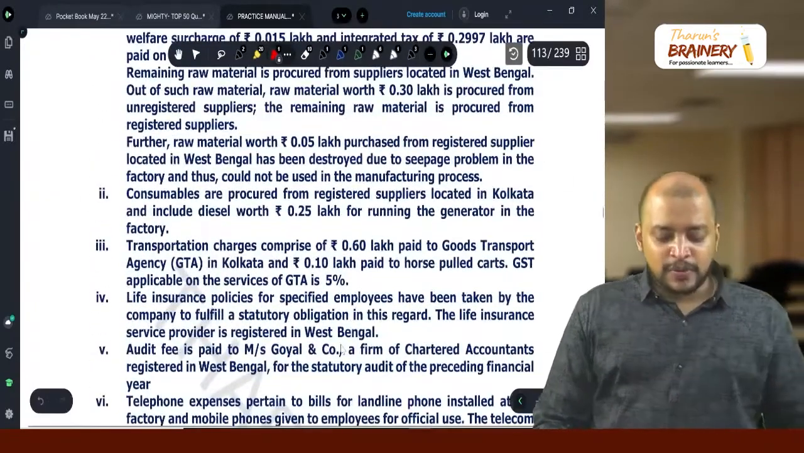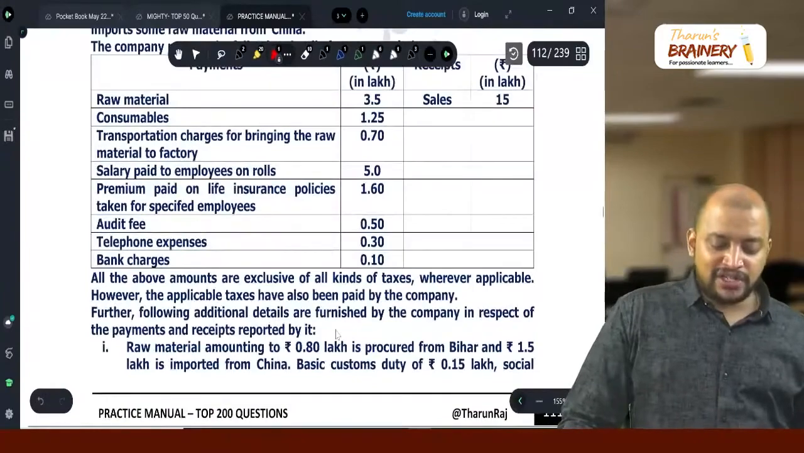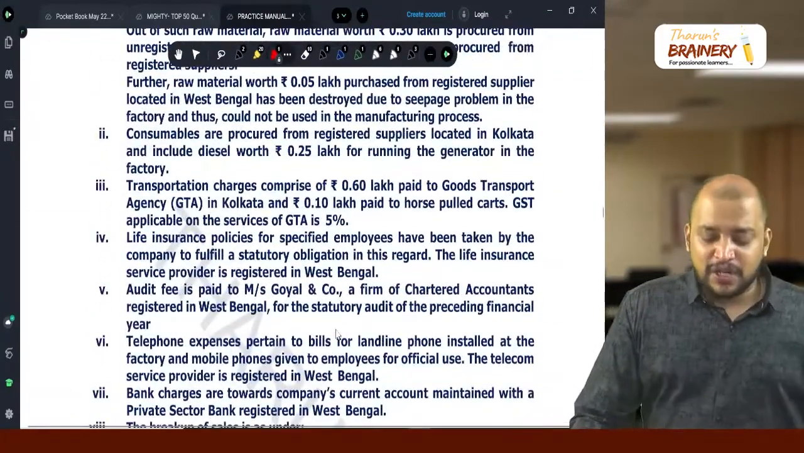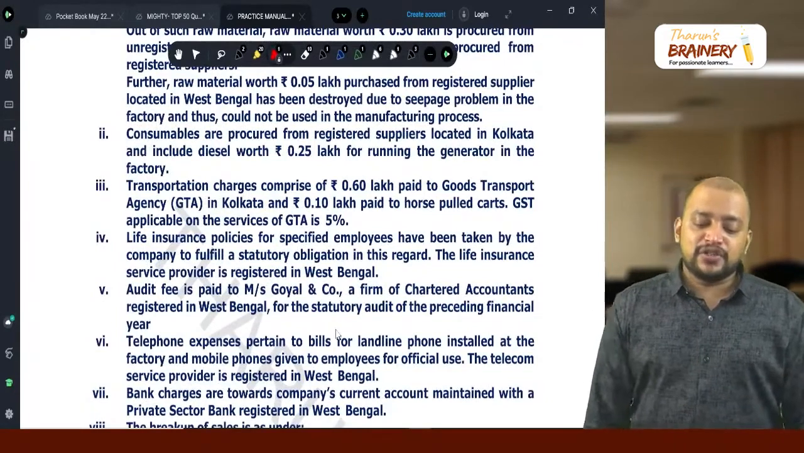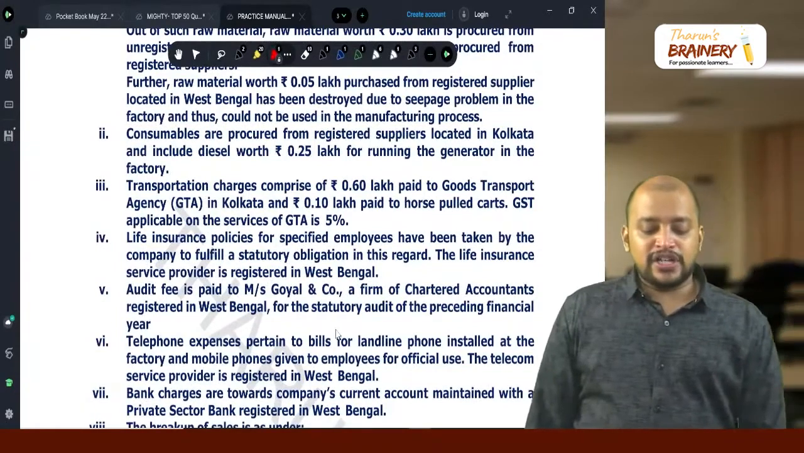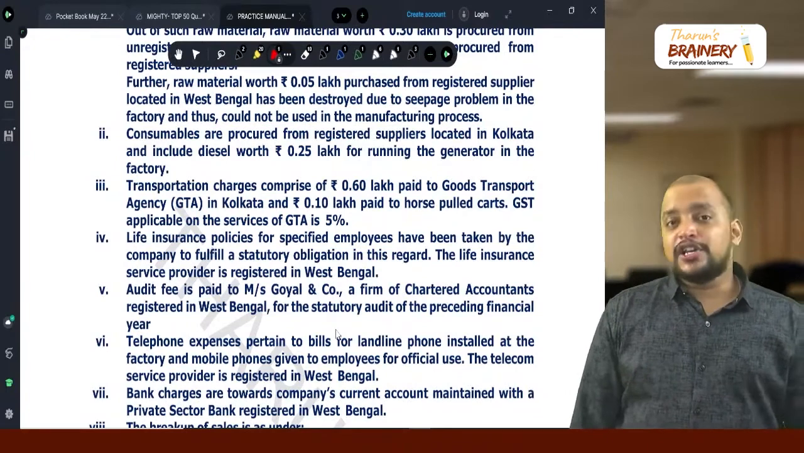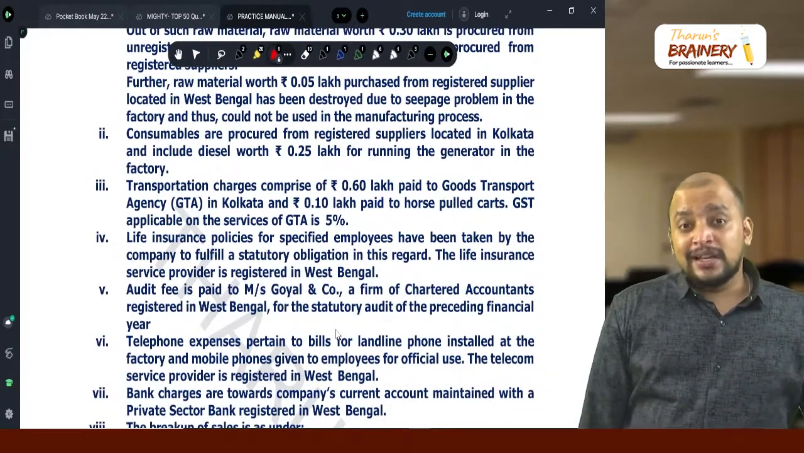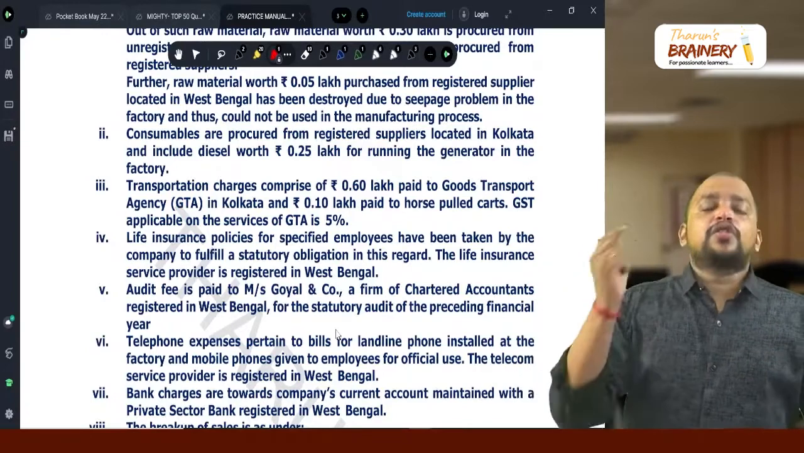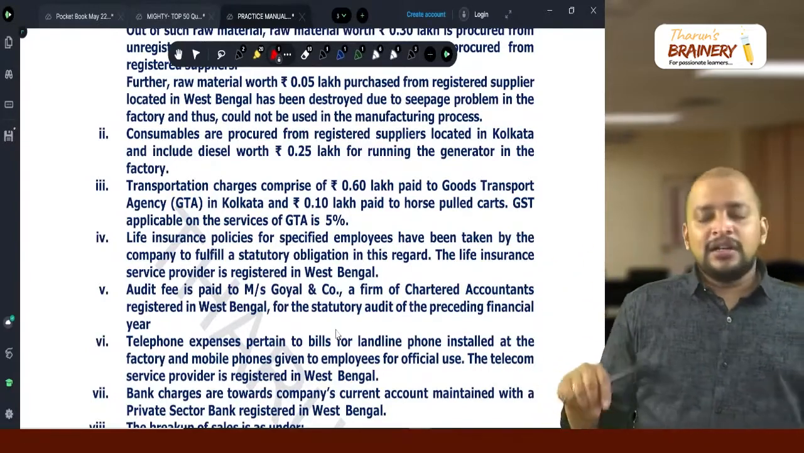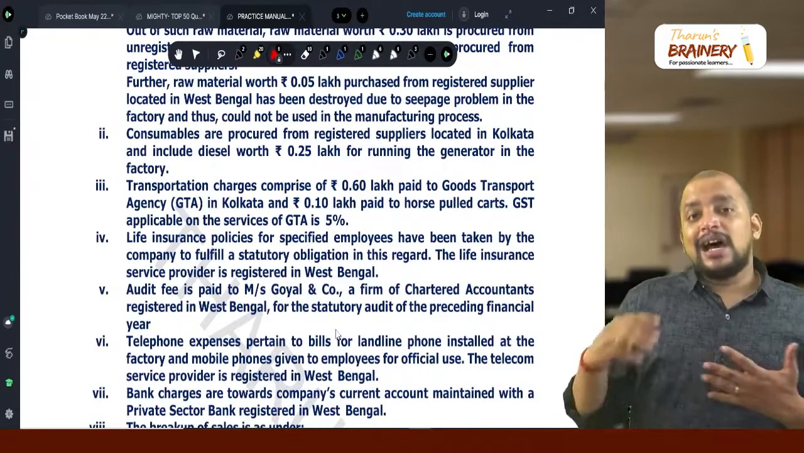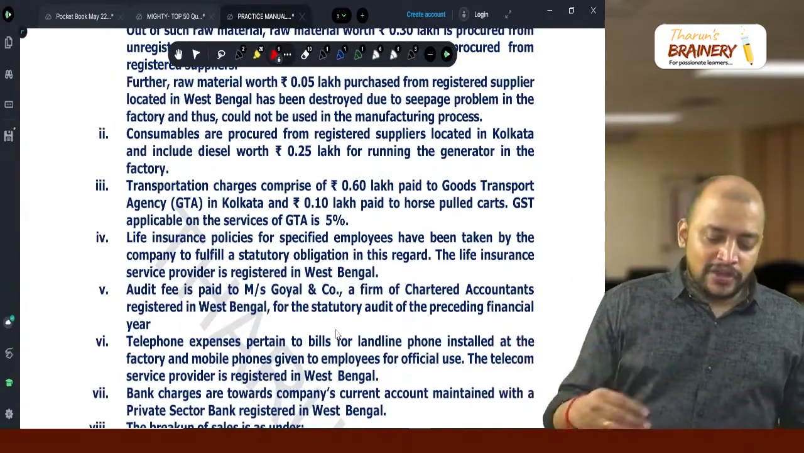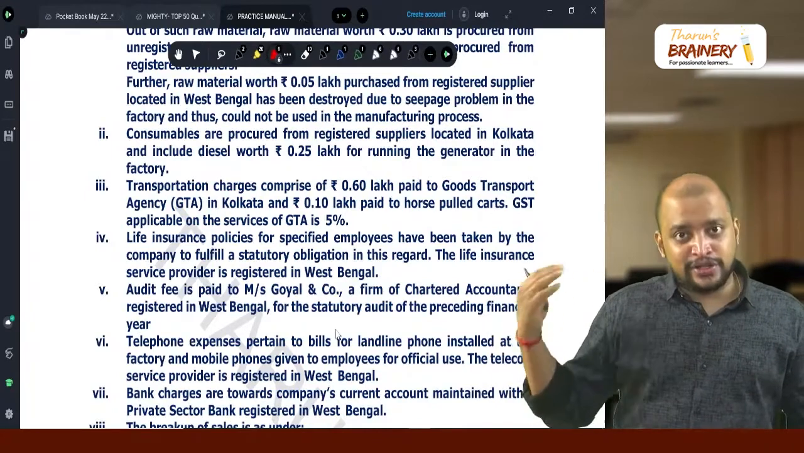Then next, transportation charges. What is the transportation charges for bringing the raw material to the factory? 0.7. That transportation charges comprise 0.6 paid to GTA Kolkata and 0.1 paid to horse-pulled carts. Horse-pulled carts, there is no GST. So transportation of goods by roadways other than GTA or courier agency is exempted. Which means that on that 0.10 there is no GST, only on 0.6.